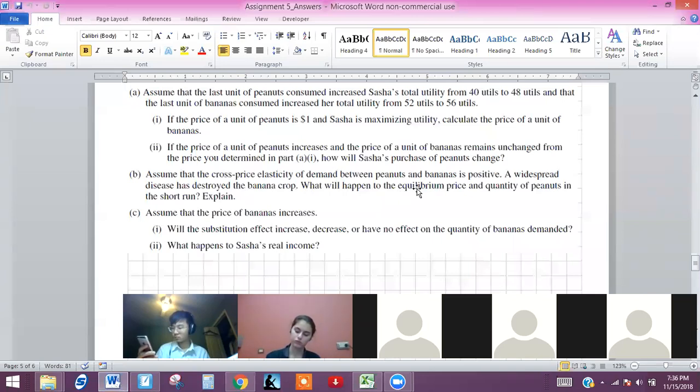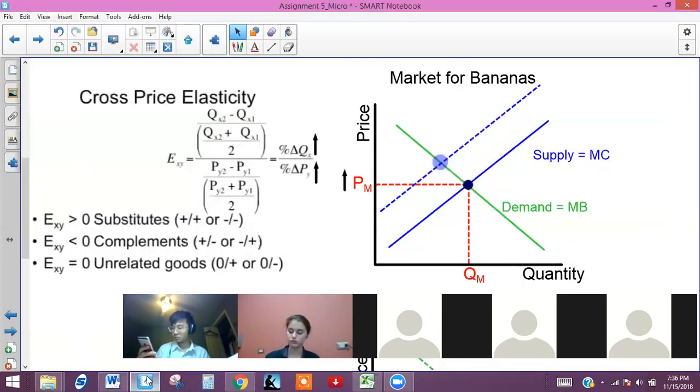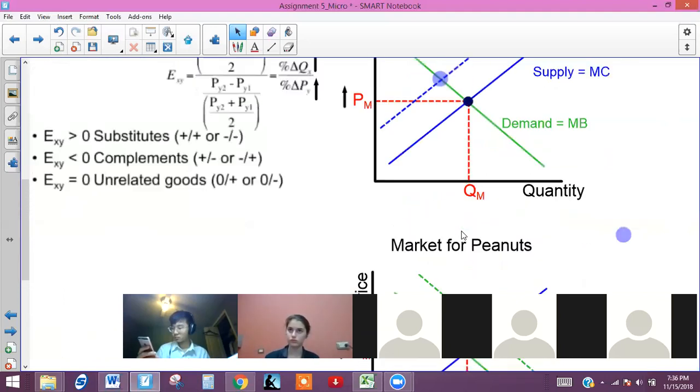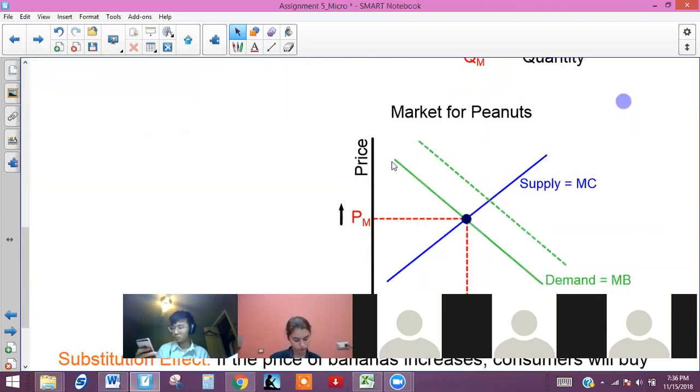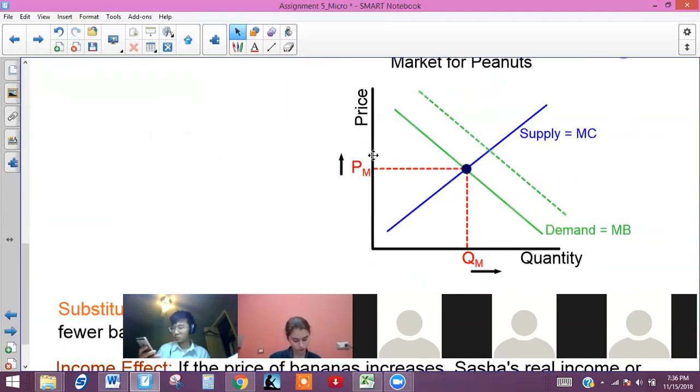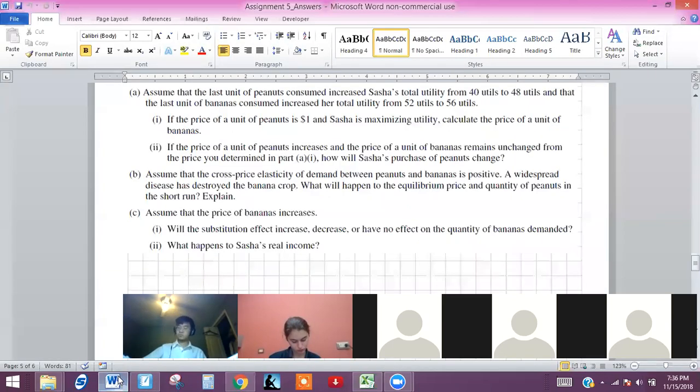So what happens to peanuts is the demand curve is going to shift to the right because of the price of a substitute going up. So when the price of a substitute good goes up, the demand for the other good shifts right, which means that the price of that good goes up and the quantity demanded of the good goes up, which answers it, I think. So what will happen to the equilibrium price and quantity of peanuts in the short run? Well, they both go up, right?